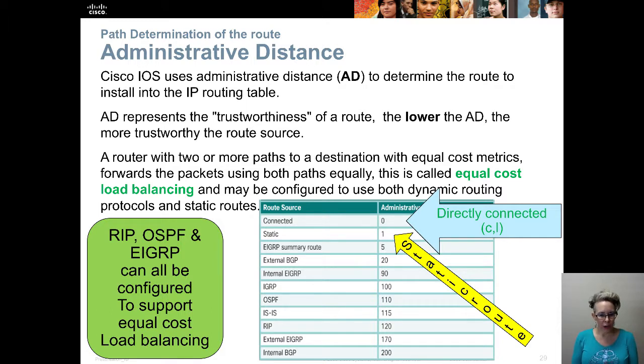An EIGRP summary route is a 5. We'll talk about that later. The other important ones here for us is internal EIGRP is 90, OSPF is 110, and RIP is 120. Okay, so we will be working with RIP. You notice it's the highest of the administrative distance, and it is one of the slower routing protocols.